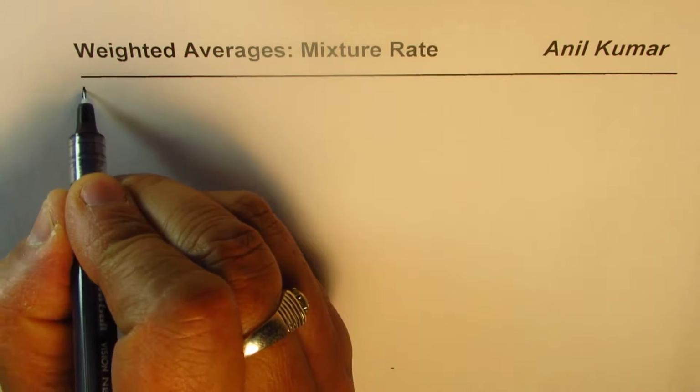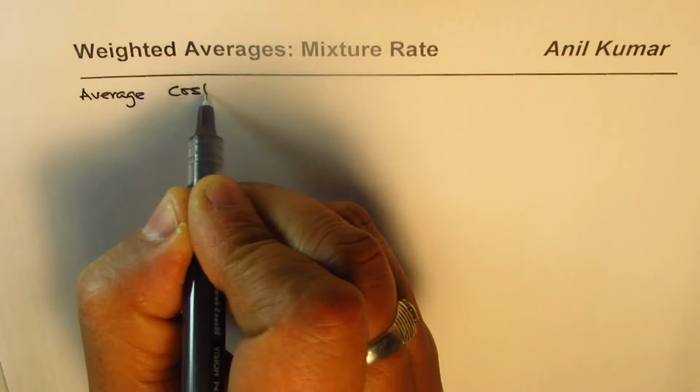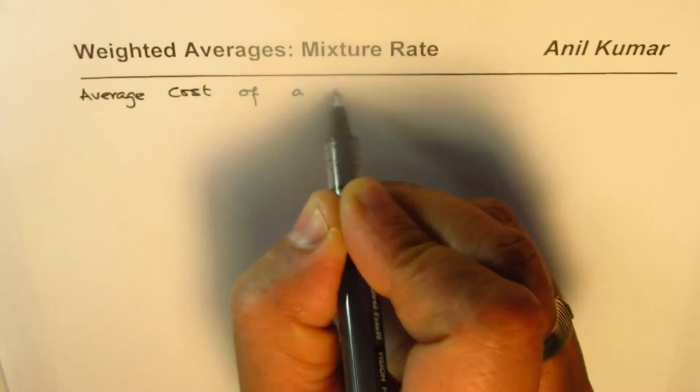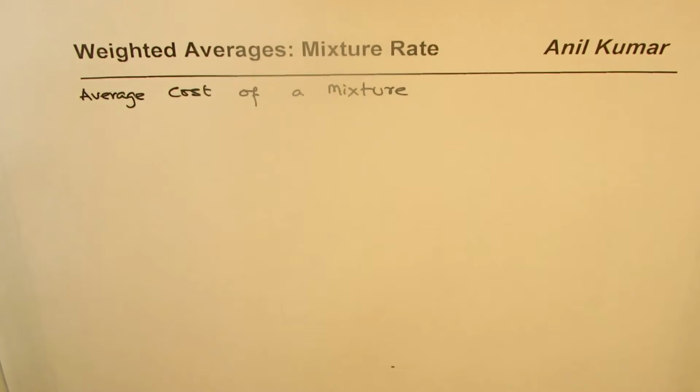I'm Anil Kumar, and in this video we will learn how to find the cost of a mixture. So we can say how to find the average cost of a mixture. So in a mixture, what do we normally do? We mix two quantities. They could be of different rate and they could be of different weight, right?